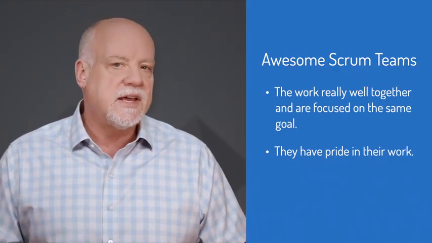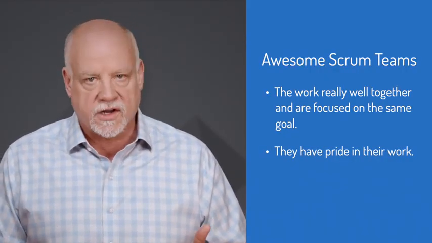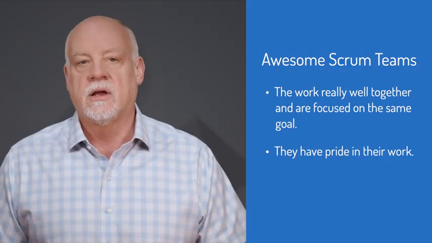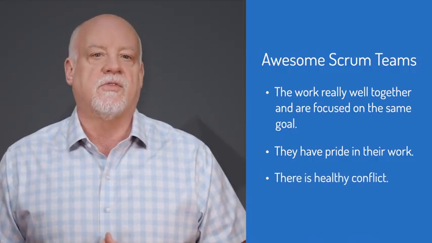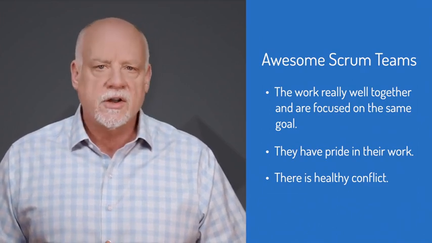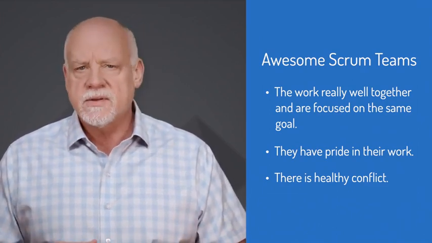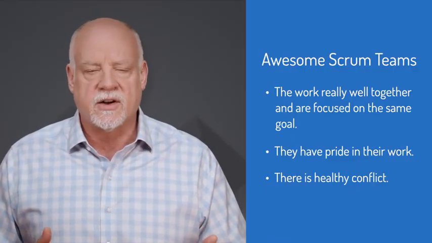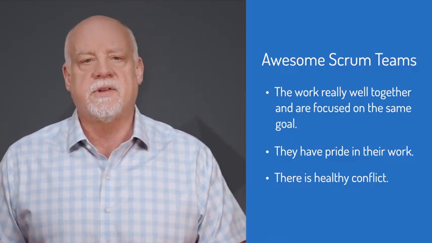Second, they have a lot of pride in their work and continually want to improve how they work together to get even better. Third, there's healthy conflict. Since team members trust and respect one another, they aren't afraid to debate. While this may appear like fighting to an outsider, it's a sign of a good Scrum team. It's a lot like being in a family. It's easier to disagree with your wife or kids because you know that at the end of the day, you're all still in it together.